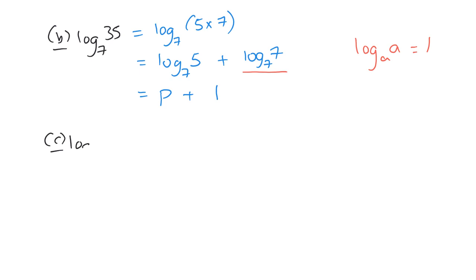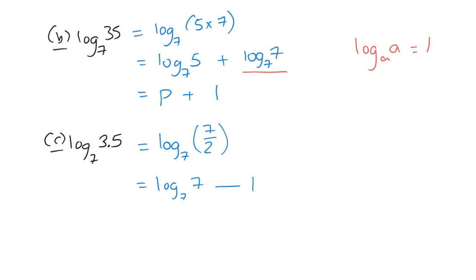Part C then, log of 3.5 to the base 7. Again, write any decimals as a fraction. So that fraction is 7 over 2. And then we can write that as the log of 7 to the base 7 minus the log of 2 to the base 7, because it's a divide. The log of 7 to the base 7, so anything to the same base, is 1. And the log of 2 to the base 7 is q. So we get 1 minus q.